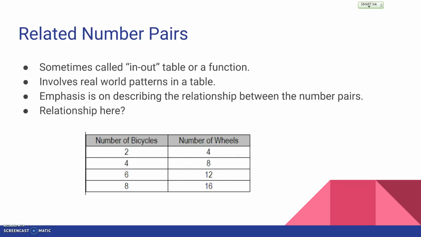Here's another set of related number pairs relating the number of bicycles and the number of wheels. So if we have 2 bicycles, we see 4 bicycle wheels. If we see 4 bicycles, we see 8 bicycle wheels. And so again, we want to be able to describe that relationship. So there are twice as many wheels as there are bicycles. Or I could say the number of bicycles times 2 is equal to the number of wheels. Or the number of wheels divided by 2 tells me the number of bicycles. They need to be able to describe the relationship.